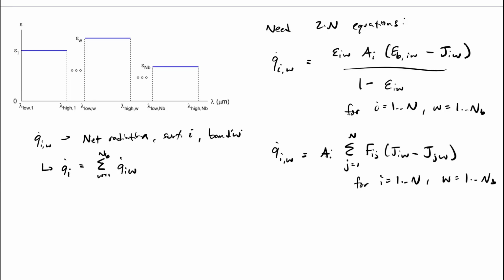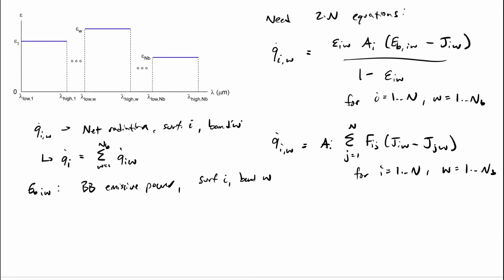Let's see. Next one would be the black body emissive power for I W. This is black body emissive power for surface I in band W. Again, same thing as Q dot. You can have different black body emissive powers depending on the band, like for sure you will. So that's pretty obvious. There's a few things we can get out of this.